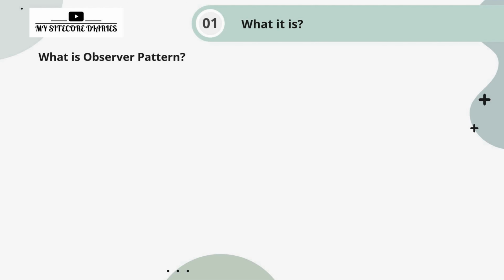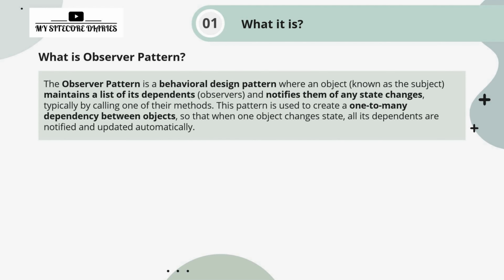What is the observer pattern? The observer pattern is a behavioral design pattern where an object maintains a list of its dependents. We call the dependents observers here, and it notifies them of any state changes, typically by calling one of their methods. This pattern is used to create a one-to-many dependency between objects, so that when one object changes state, all its dependents are notified and updated automatically. So there is a one-to-many relation.